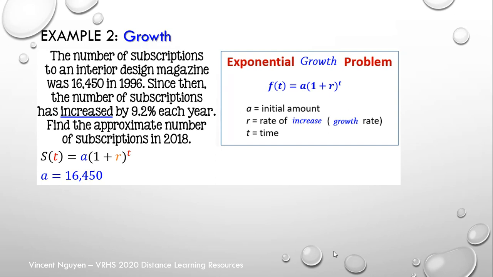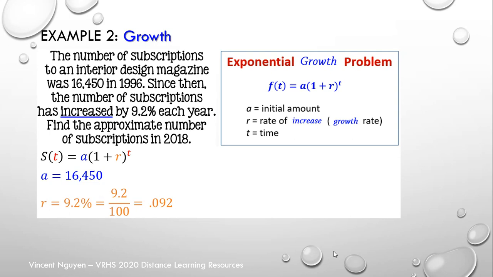And then the R is the 9.2%. Again, every time you have a percent, you have to divide by 100. And then the actual number is 0.0292. And that's the number you're going to be using in your formula.